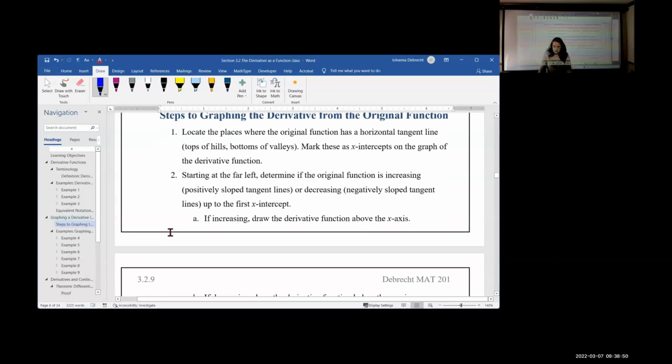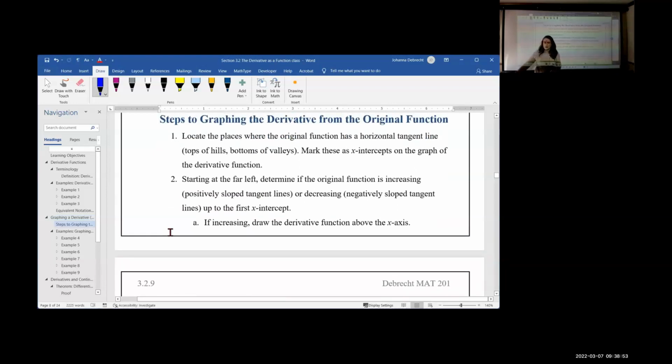So let's talk about some steps to graphing the derivative from the original function. What are the things you need to look at first? The first things you need to locate would be the places where the original function has a horizontal tangent line. These would be your maximums and your minimums. So the tops of hills, these are your maximums, and the bottoms of valleys are your minimums. Those become x-intercepts on the graph of the derivative function.